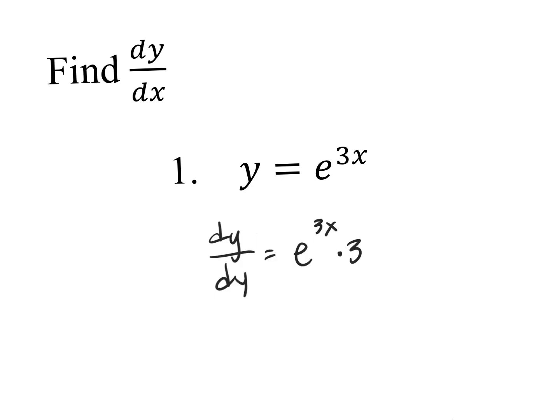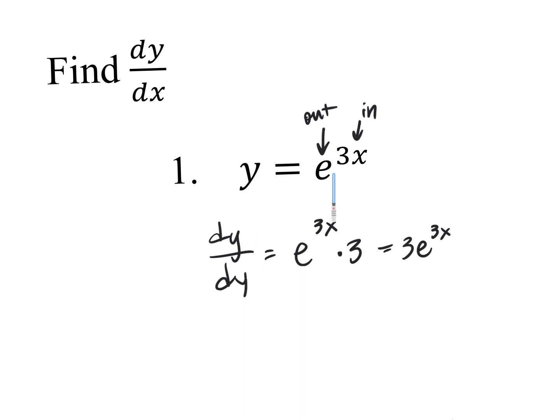Why did I never have to worry about that before? Because it was always an x. The derivative of x was 1. So let me say this one more time. This is e. This guy was my outer. This guy was my inner.